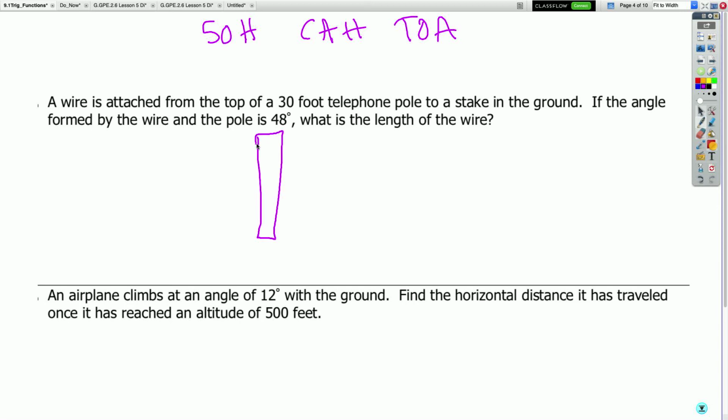So there's my lovely telephone pole. And it says that it is 30 feet tall. That's a 30-foot telephone pole.